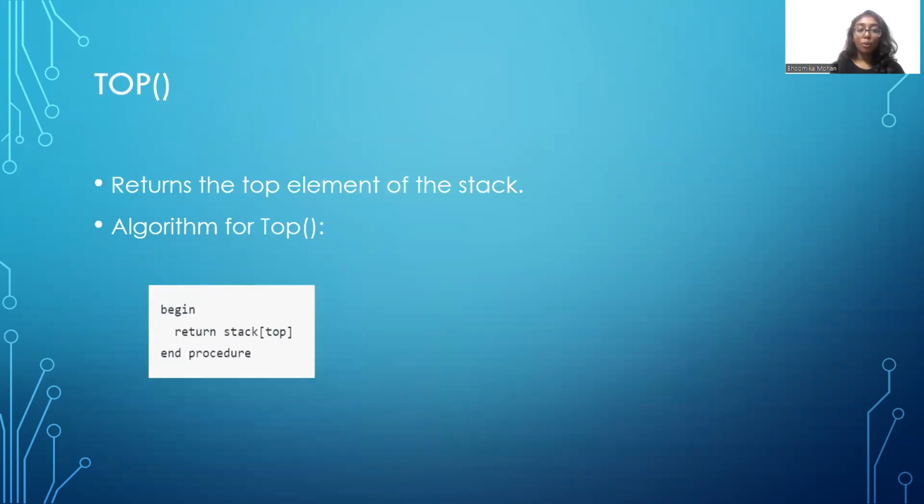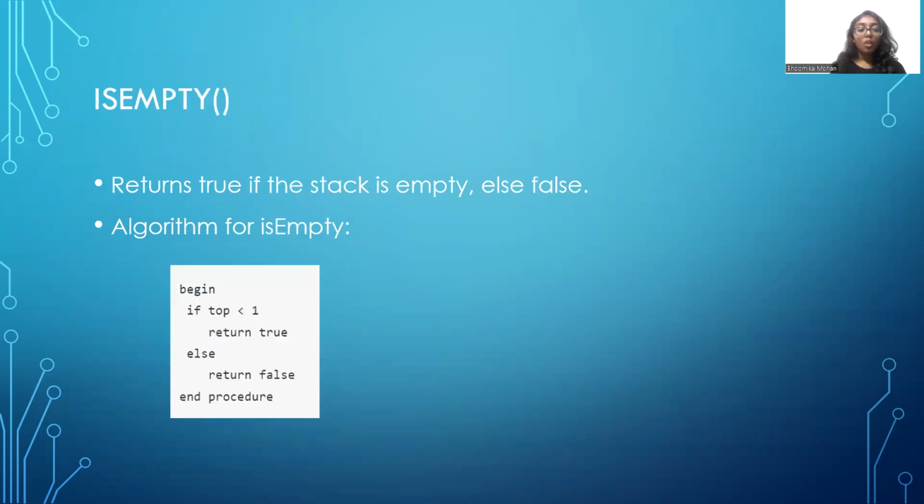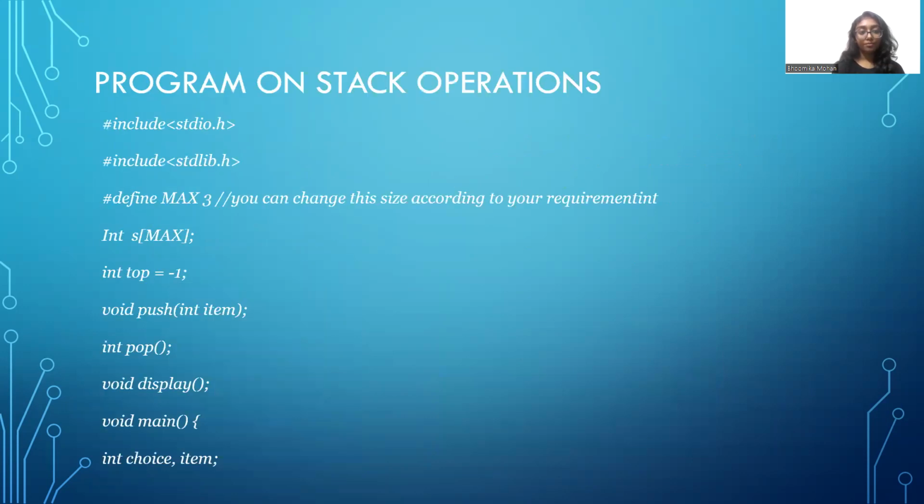Now, let's talk about top function. This returns the top element of the stack, and algorithm for top is begin, return stack of top, end procedure. Now comes isEmpty function. Returns true if the stack is empty, else false. Algorithm for isEmpty is begin, if top is less than 1, return true, else return false, end procedure.